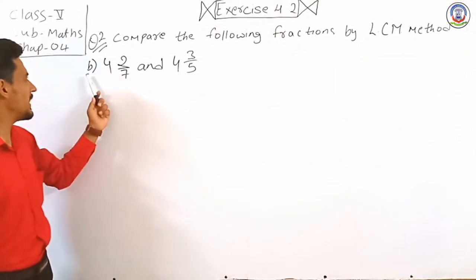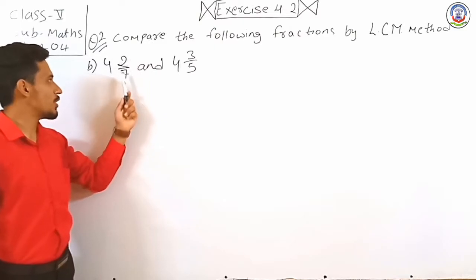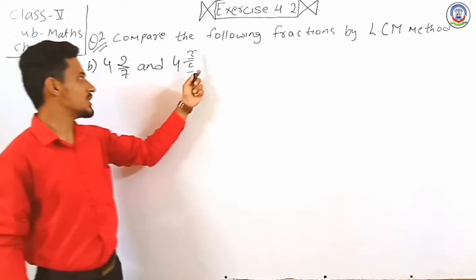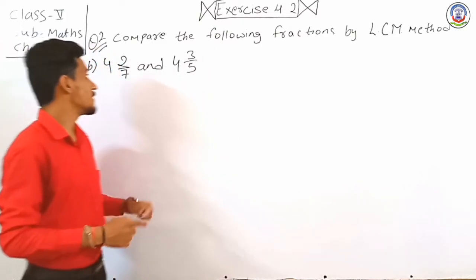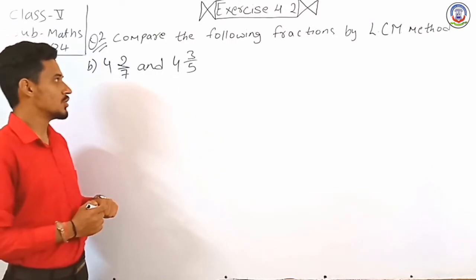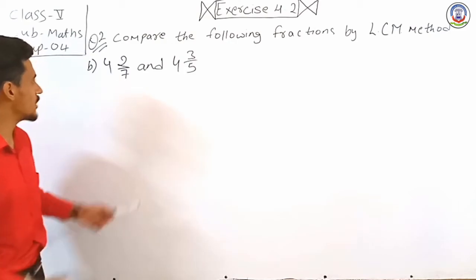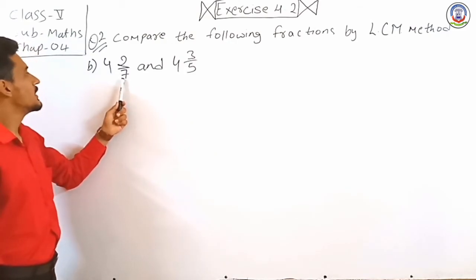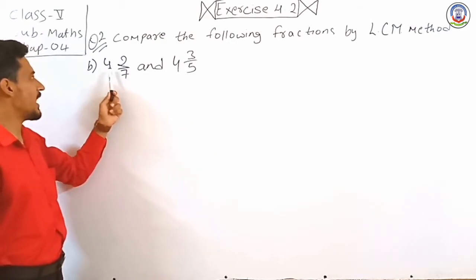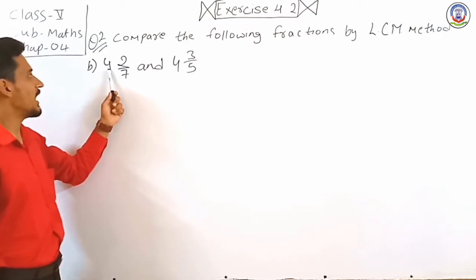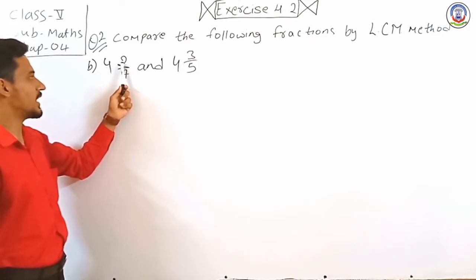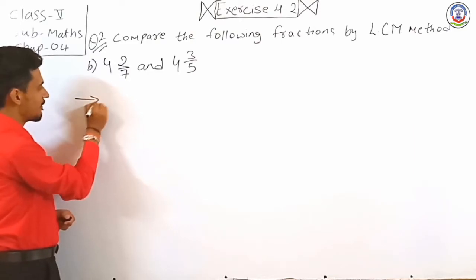Now we have B, 4 integer 2/7 and 4 integer 3/5. In this we have a mixed fraction. So in mixed fraction we have to convert it into improper fraction. First we have to multiply 7 and 4, it is 28. Then we have to add 2, that is 30. That is 30/7.